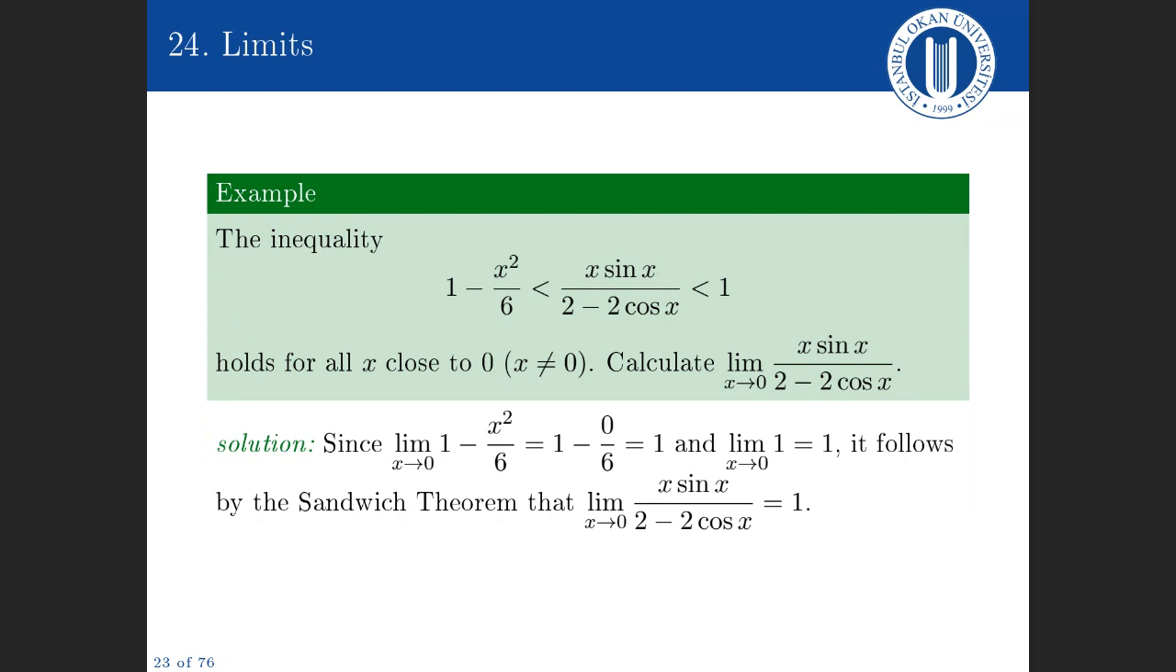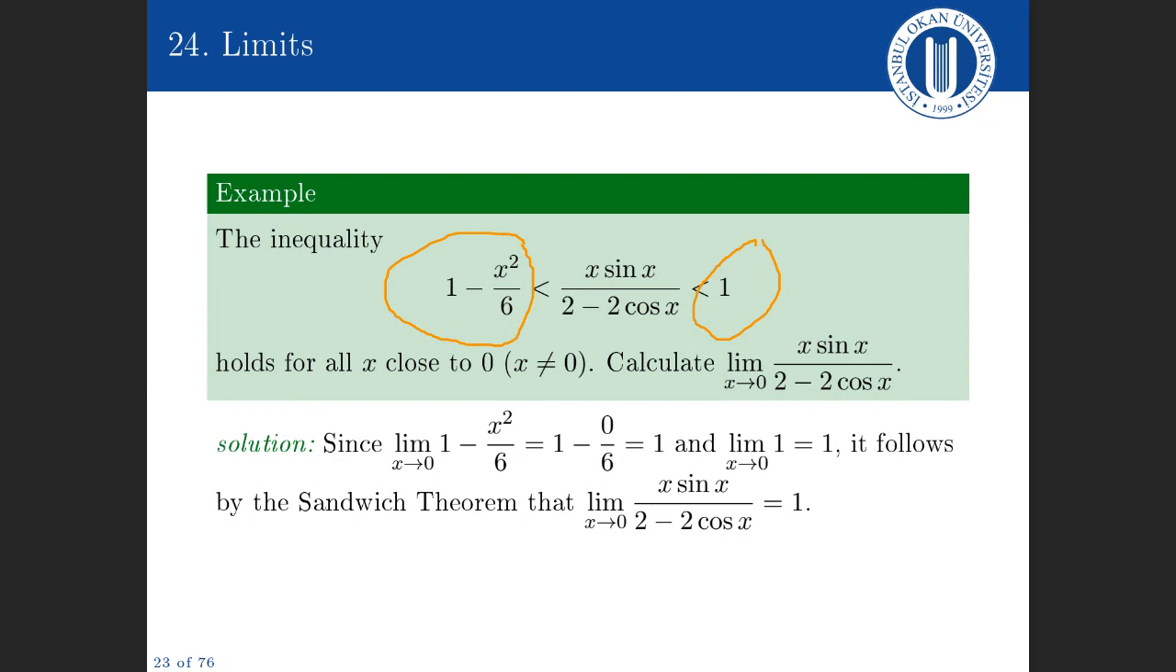The question tells us that this inequality is true for all x close to 0, but x not equal to 0. And then we're asked to calculate the limit as x tends to 0 of x sin x over 2 minus 2 cos x. So what we're going to do is calculate the limit of the function on the left, and the limit of the function on the right, and then use the sandwich rule to say that the function in the middle must have the same limit.